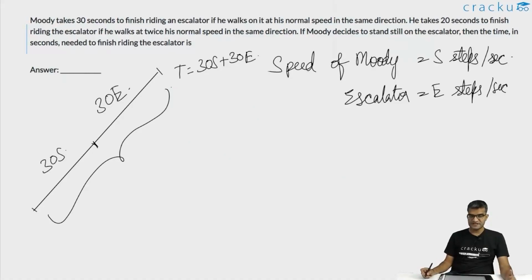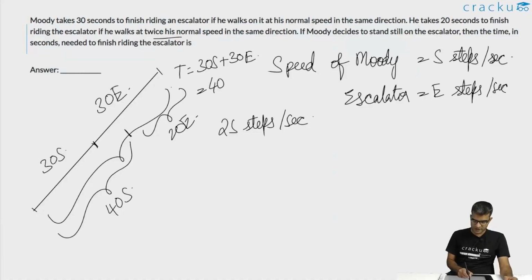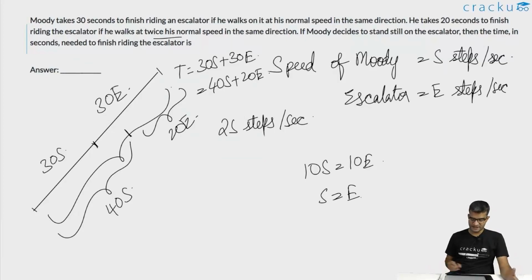We are told that he takes 20 seconds to finish riding the escalator if he walks at twice his normal speed. If he is walking at twice his normal speed, he is going to cover 2s steps per second. So in 20 seconds, he is going to cover 40s. And in 20 seconds, the escalator will cover 20e. So the total steps is also equal to 40s plus 20e. If you equate both of them, you will figure out that 10s is equal to 10e, or s is equal to e, or the normal speed of Moody is equal to the normal speed of the escalator, and the total steps T is equal to 60s, which is equal to 60e.